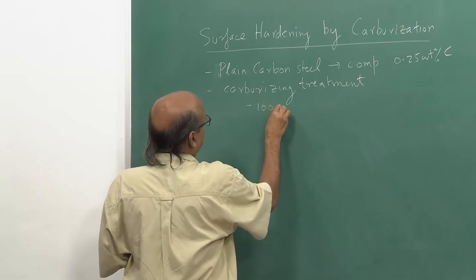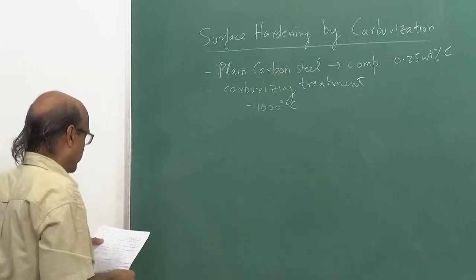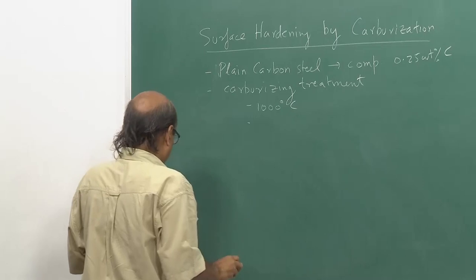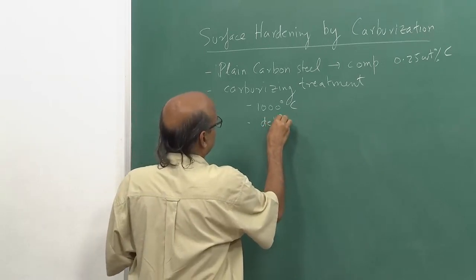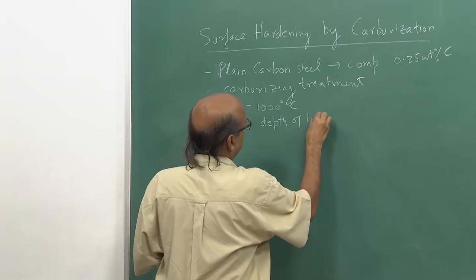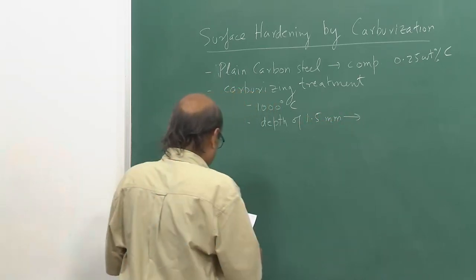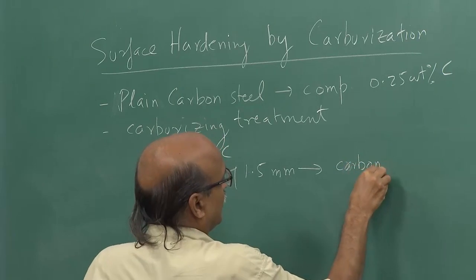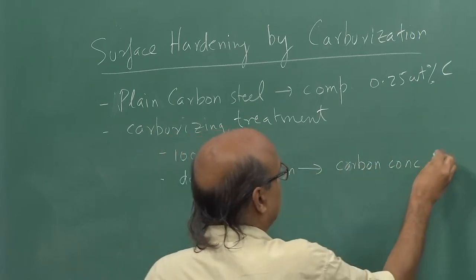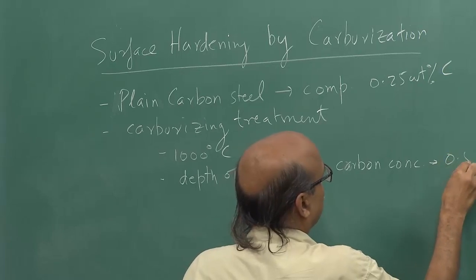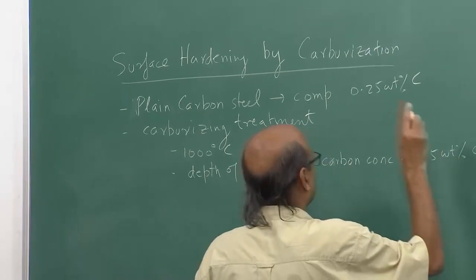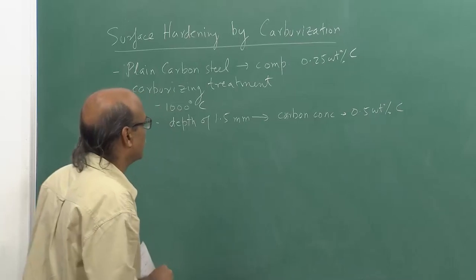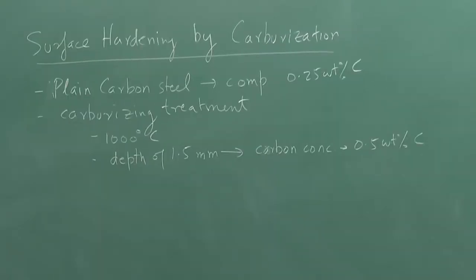the system to that. We will do carburization at 1000 degrees centigrade, so that at a depth of 1.5 millimeters, the carbon concentration should be increased to 0.5 weight percent carbon. So, what we want to do is that at a depth of 1.5 millimeters, we want to double the carbon concentration from 0.25 to 0.5 weight percent.